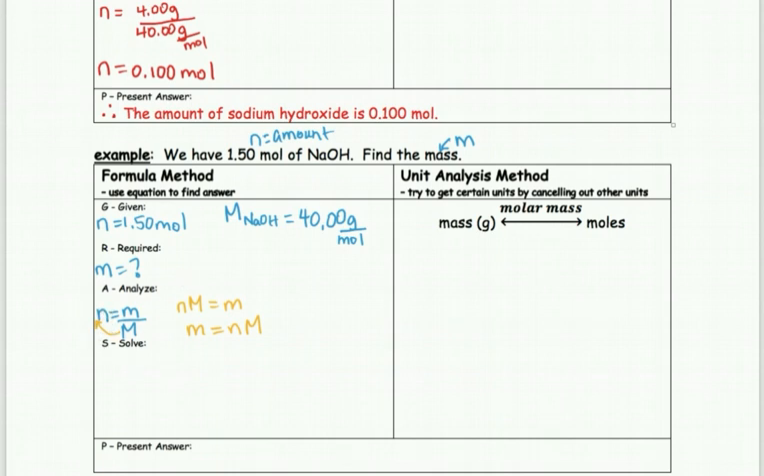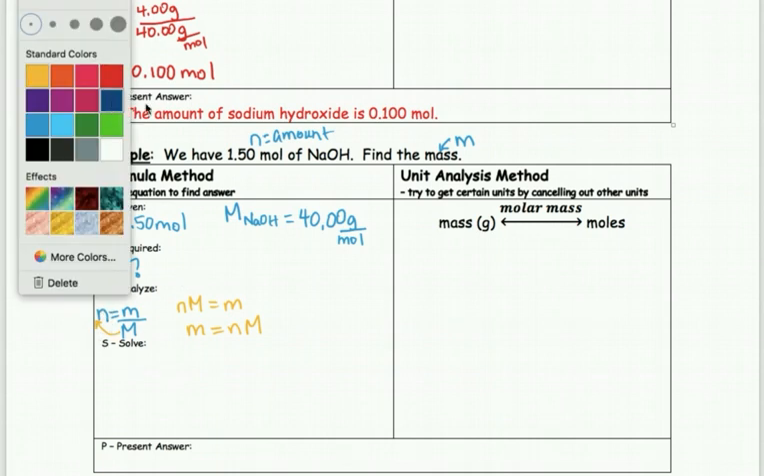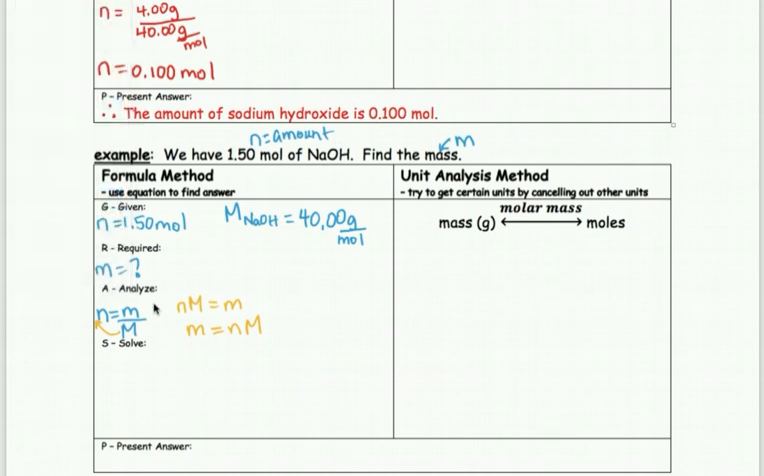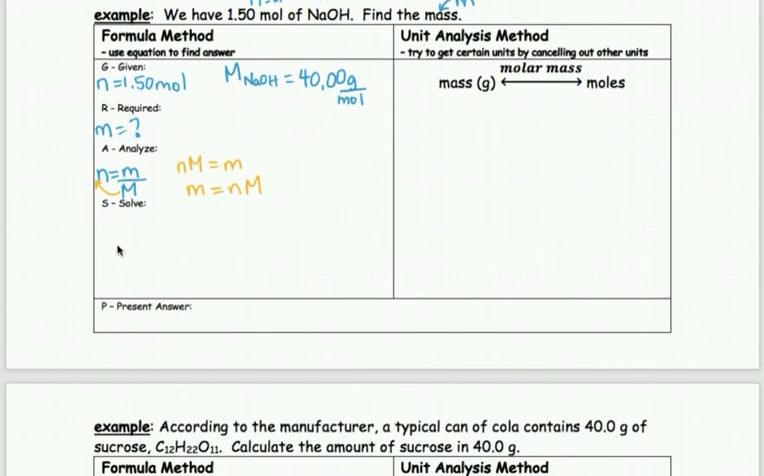Okay, so let's fill in the formula now. We're going to calculate our m, and to do that, we're going to plug in 1.5 moles, and multiply by the molar mass.